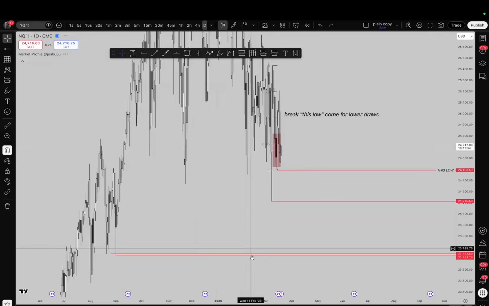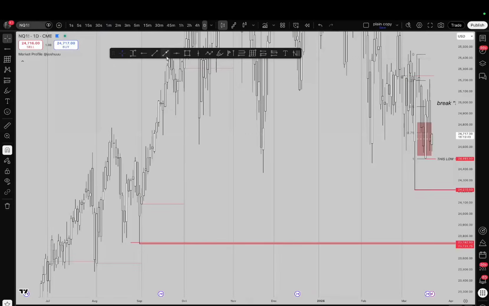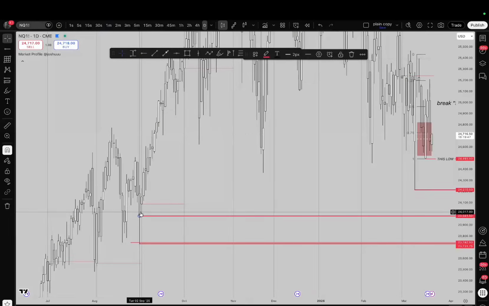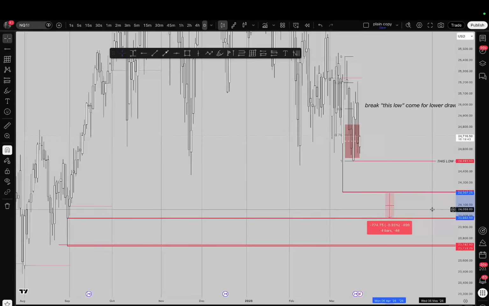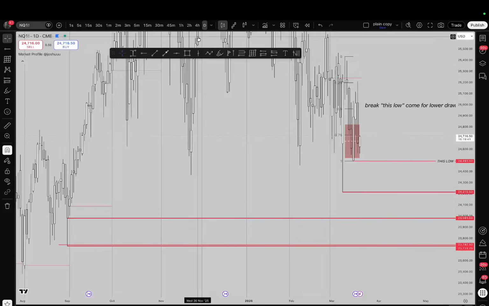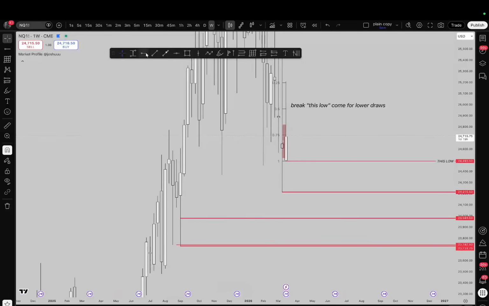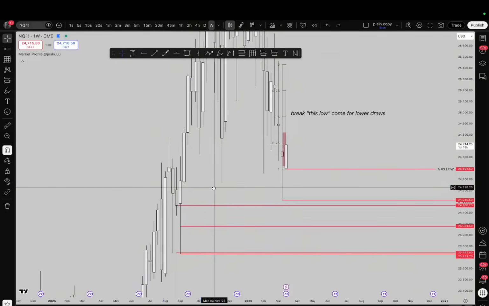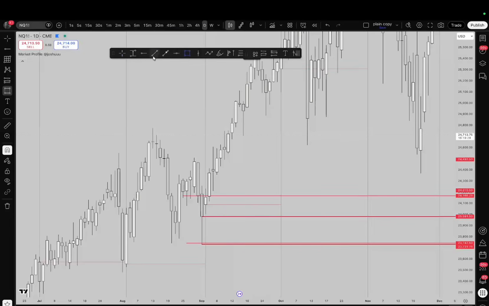Okay, let me see if I can find any other draws that are in between these points here that might be a little more doable. Okay, something I notice here is this low, which is going to be a little more doable there. I think that's definitely a lot more possible here.